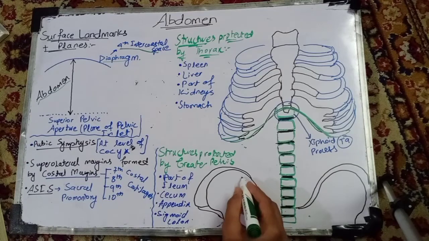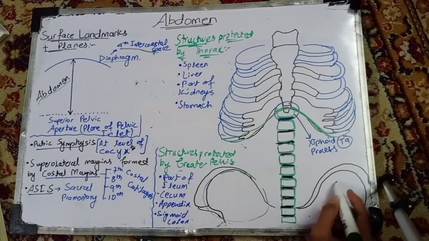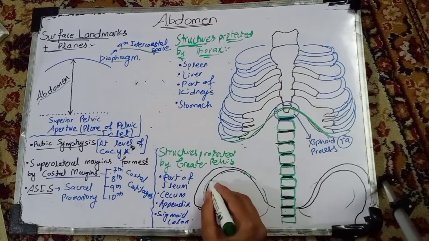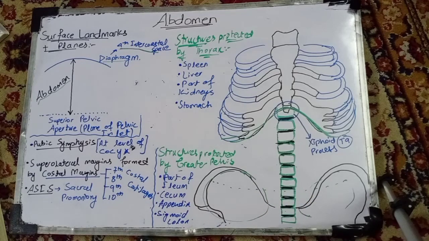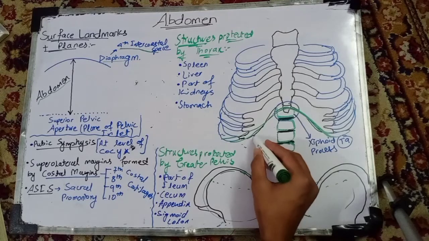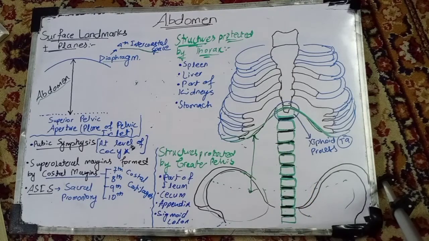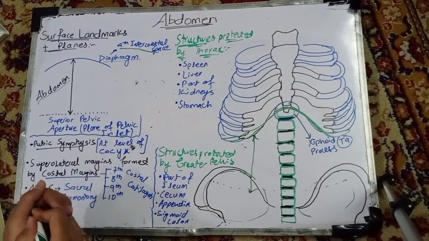abdomen. So this whole region is basically termed as what? Pelvis. And its opening, which will be here, is termed as what? Superior pelvic aperture or the plane of the pelvic inlet. So from the diaphragm till the superior pelvic aperture, we have what? Abdomen, right? So here I am going to talk about the important surface landmarks and planes.